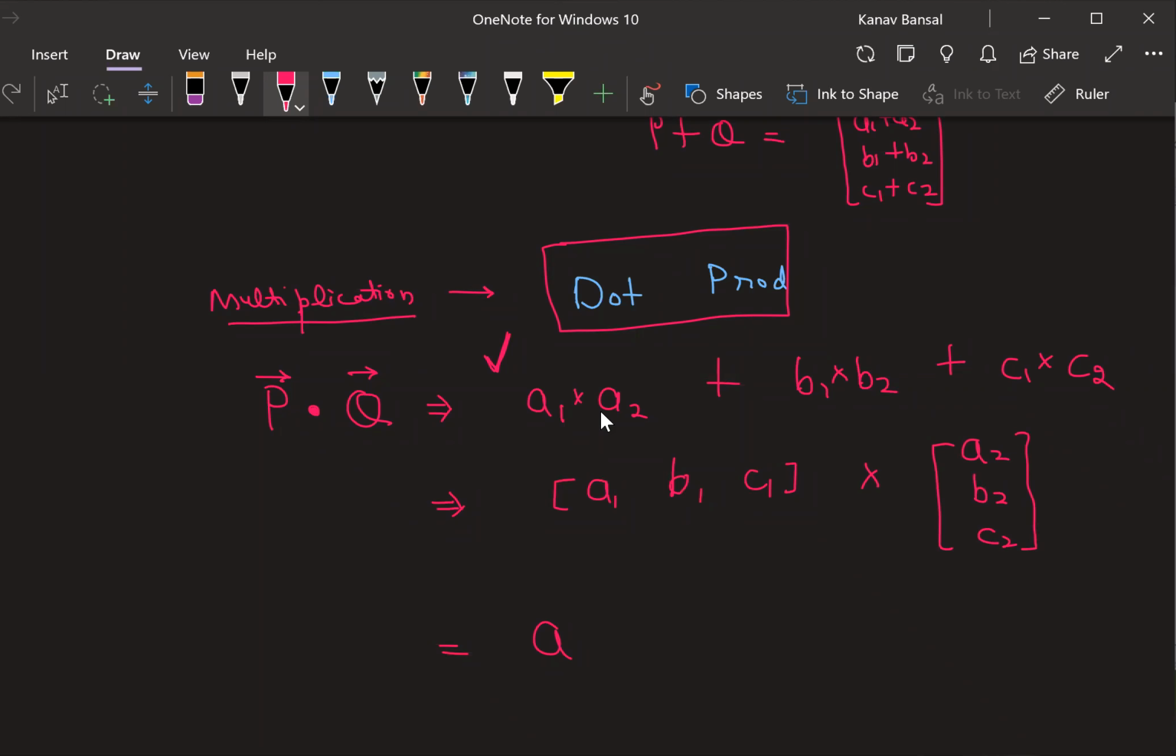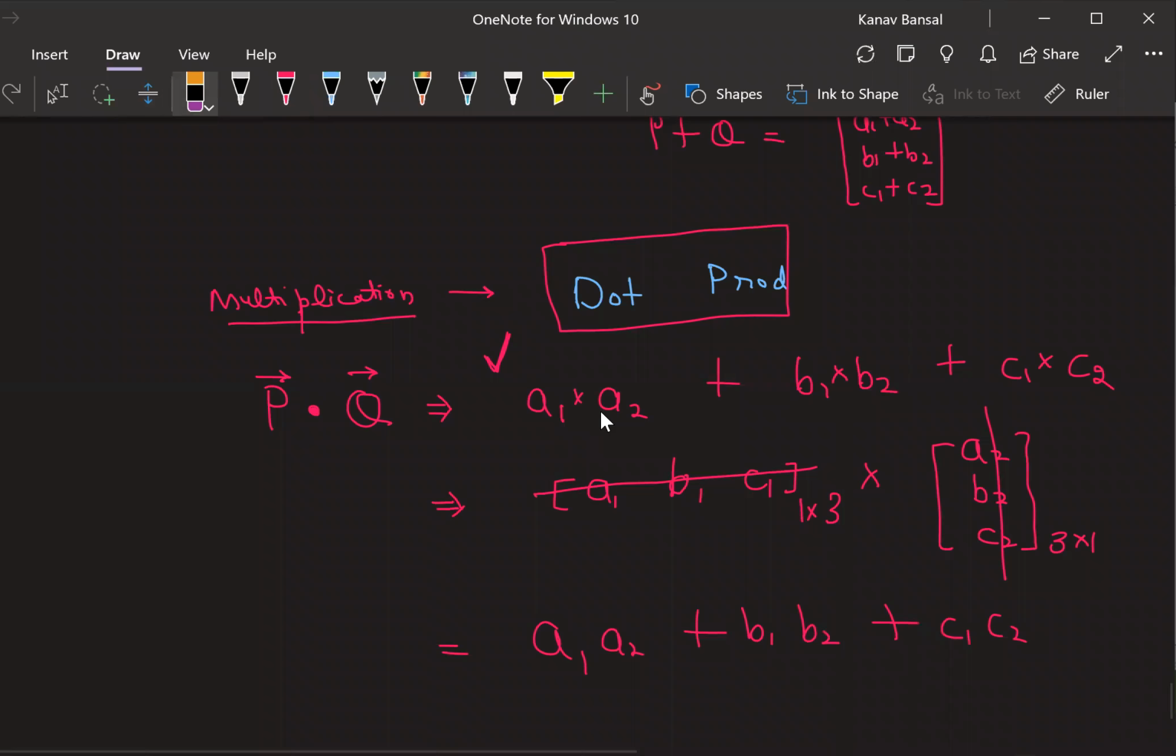Now try to see it. It is nothing but 1 cross 3, and this is nothing but 3 cross 1, right? Now, if I try to multiply these two matrices, what will I get? I will multiply this row with this column: A1 into A2 plus B1 into B2 plus C1 into C2. This is the matrix multiplication, right?